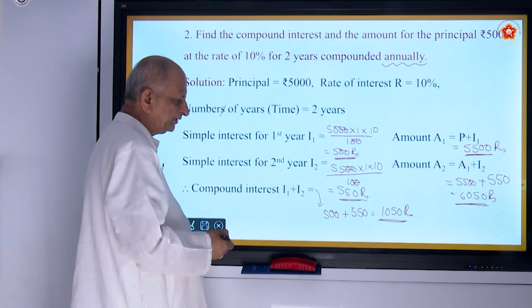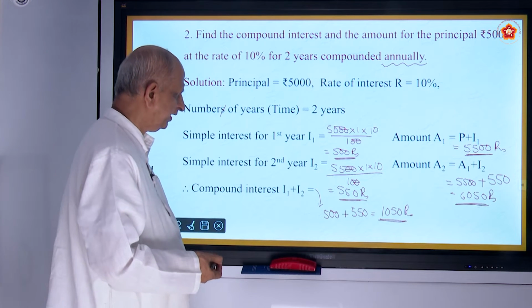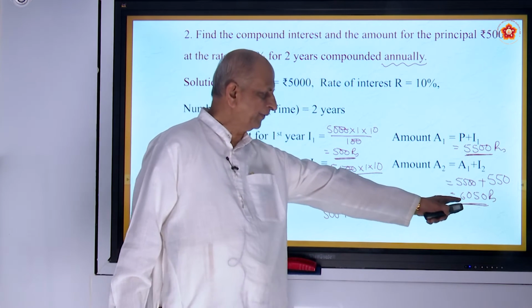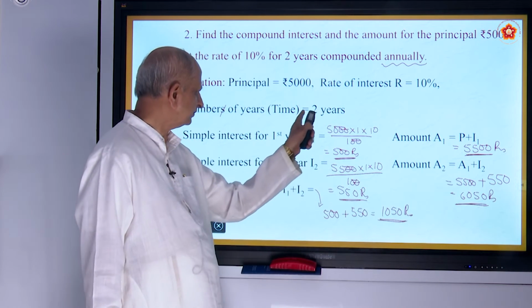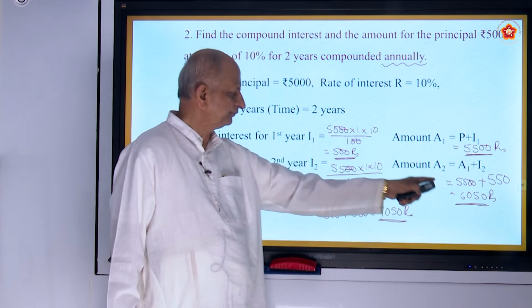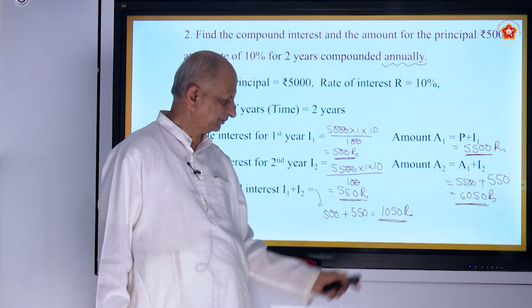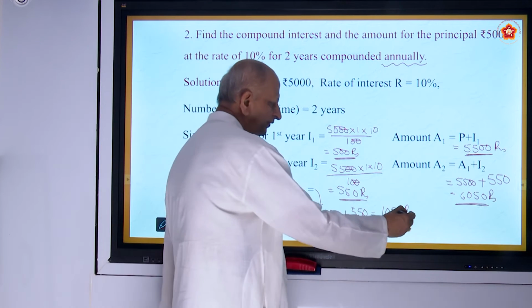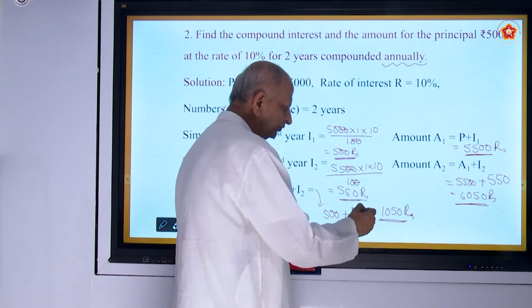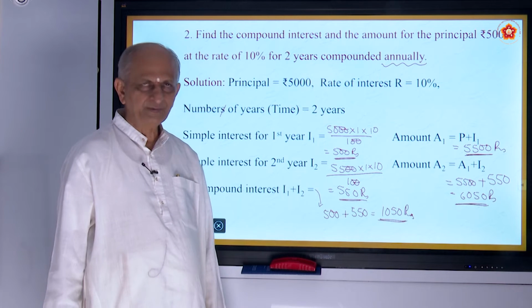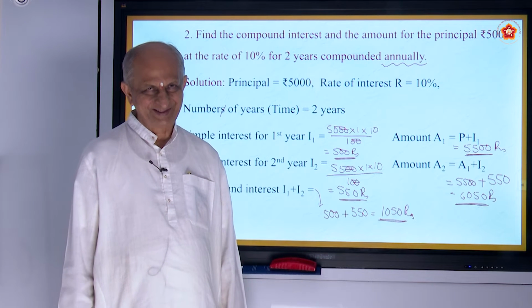You can do it like this also, or you can say the amount 6,050 minus the principal, that is 5,000. If you subtract, you get the same thing. So the answer is 1,050 rupees. Understood? It's a 3 marks question.